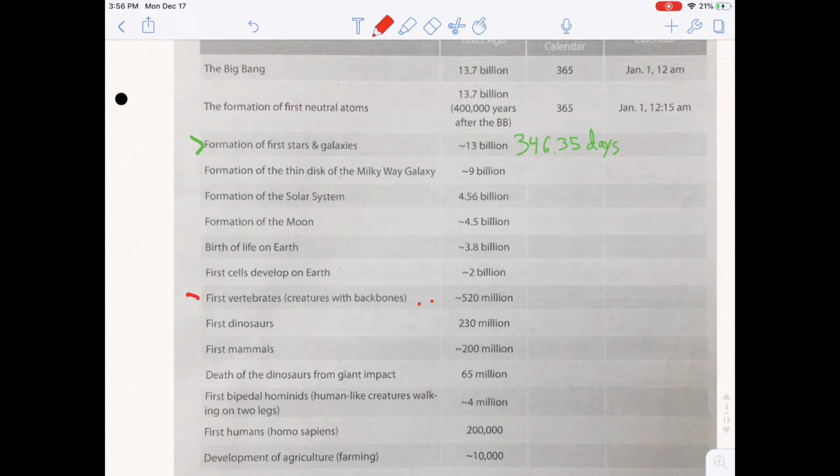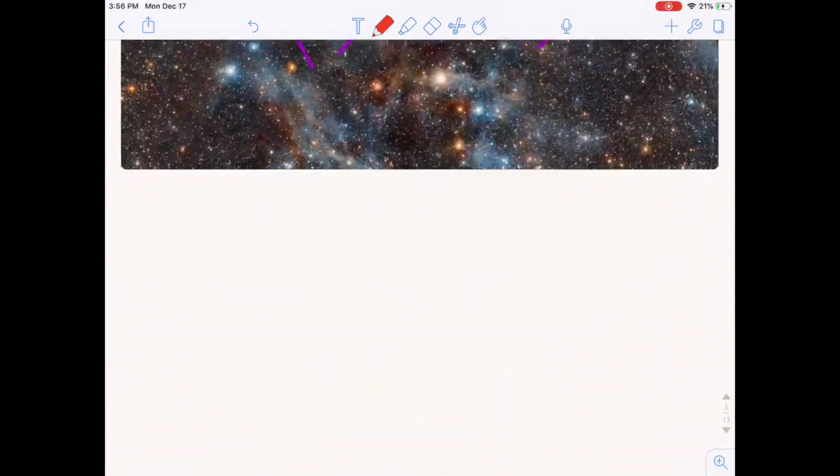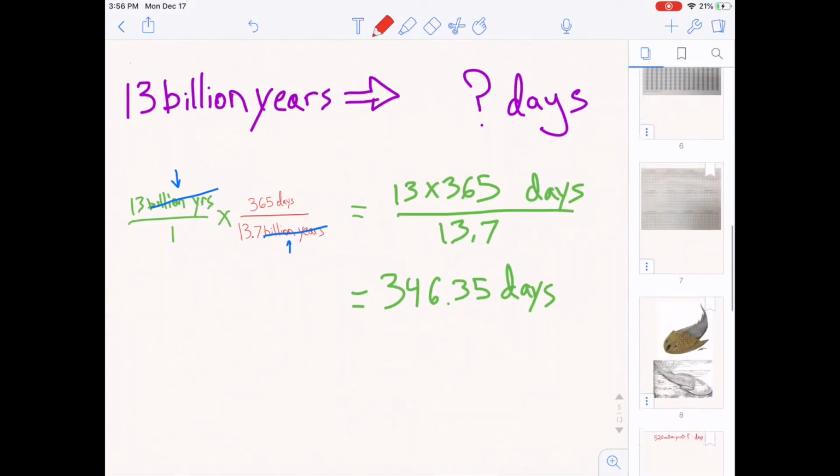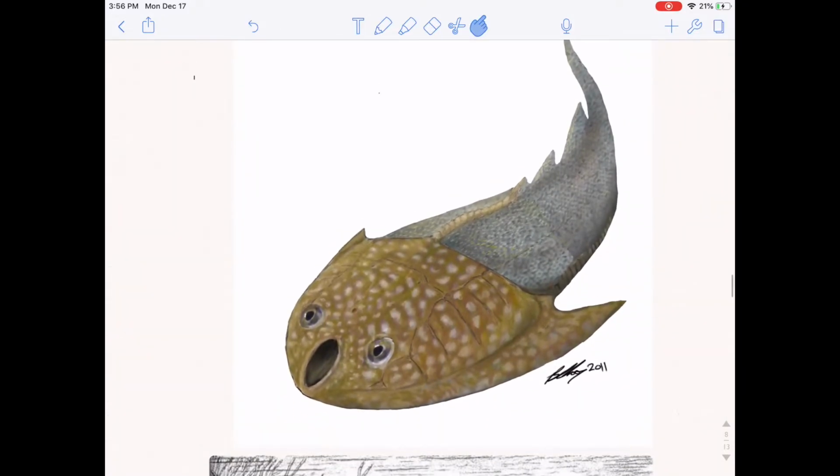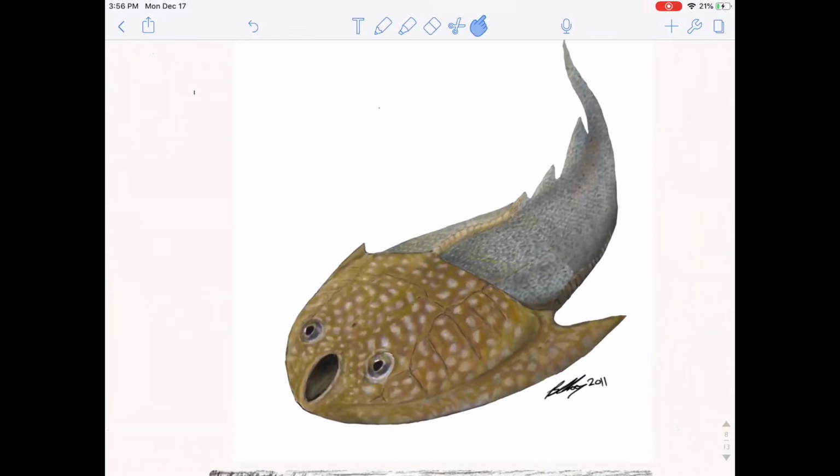Million. Okay, the first vertebrates, creatures with backbones. What were the first creatures with backbones? Boom! There were these weird-looking things. These sort of fish-like creatures that didn't have jaws, apparently, or so I read. This guy's really happy. He looks like me.